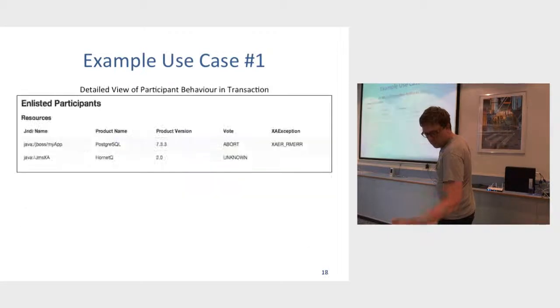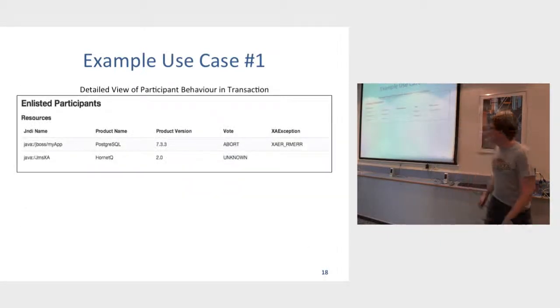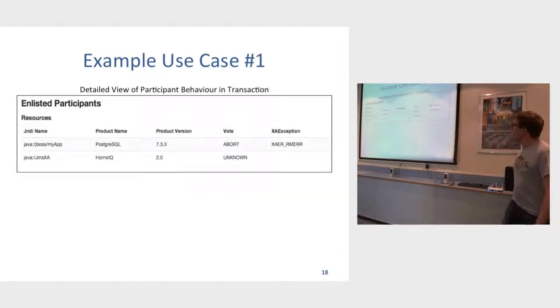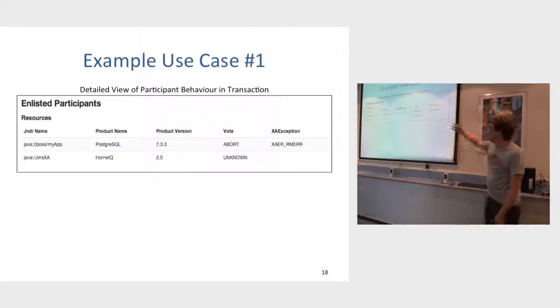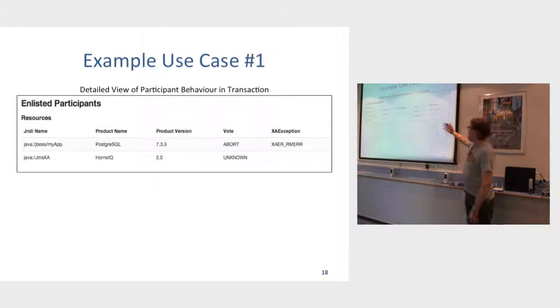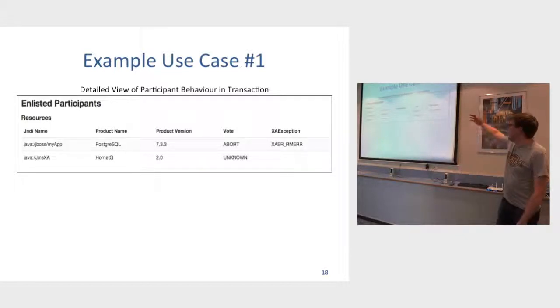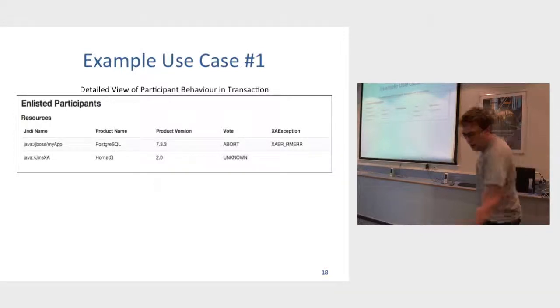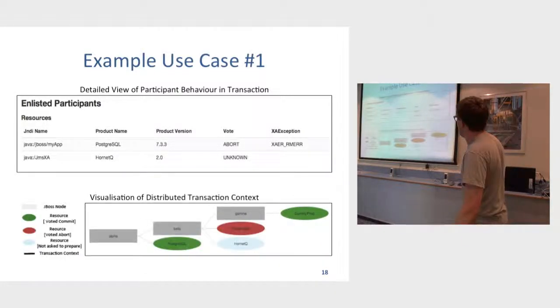So if I go through, we can look through and see that the transaction that failed has enlisted two participants. We've got this Postgres database that's voted abort and thrown an XA error exception in the process. There's also the HornetQ queue, so we can get a bit more of an idea of which transaction we're looking at. We can take a step back in the distributed case if we want with a visualization of the transaction.